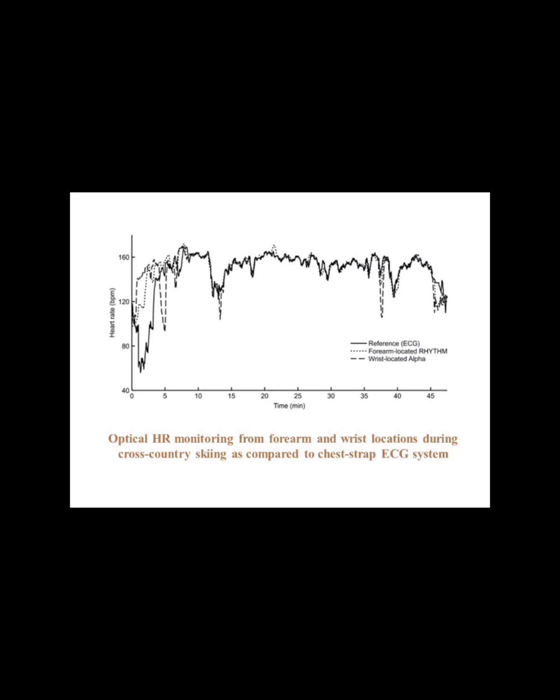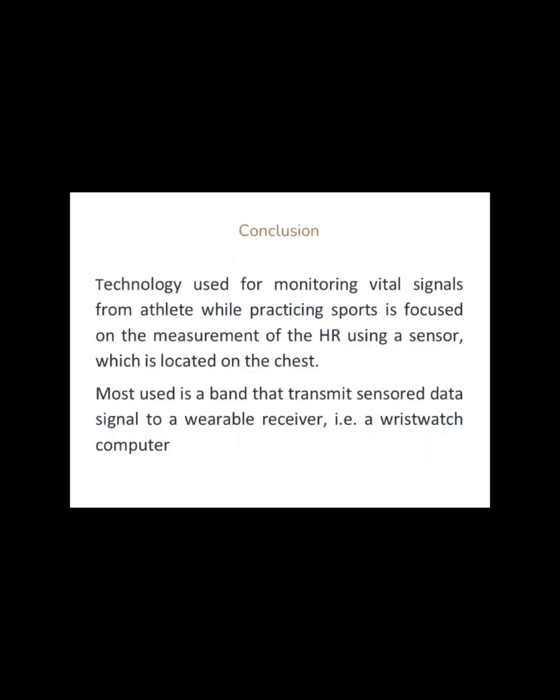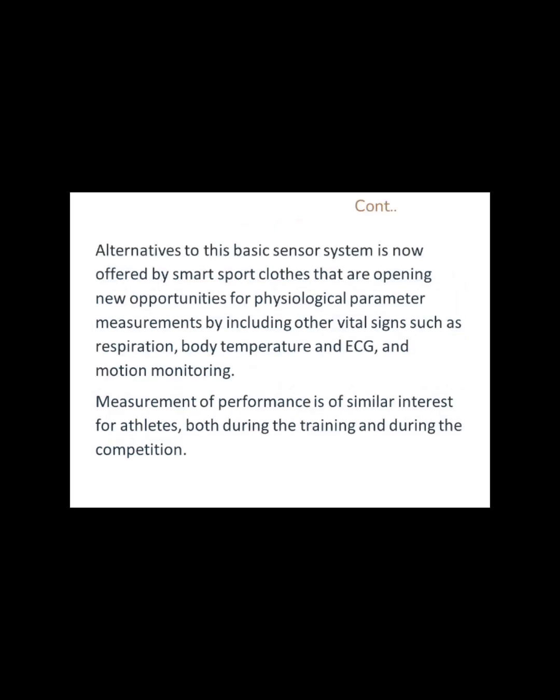Next one, the conclusion. The technology used for monitoring the vital signals from athletes while practicing sports is focused on the measurement of the heart rate using a sensor which is located on the chest. The simplest case and the most used is a band that transmits the sensor data to a wearable receiver, that is a wristwatch computer.